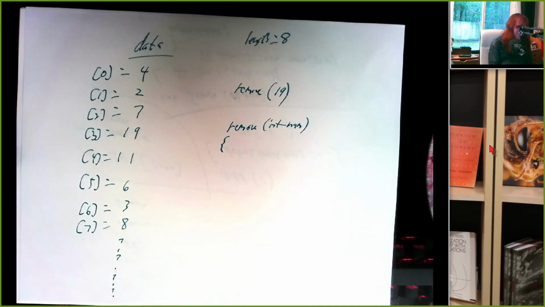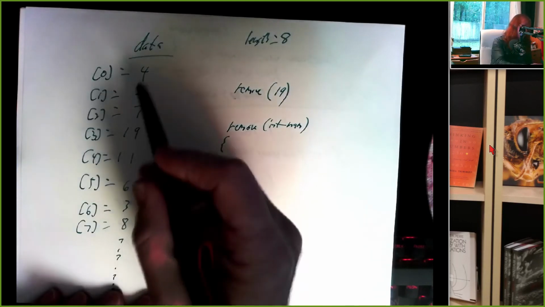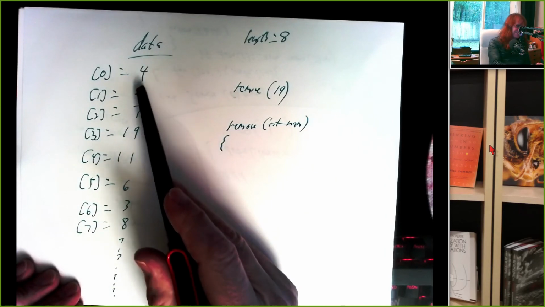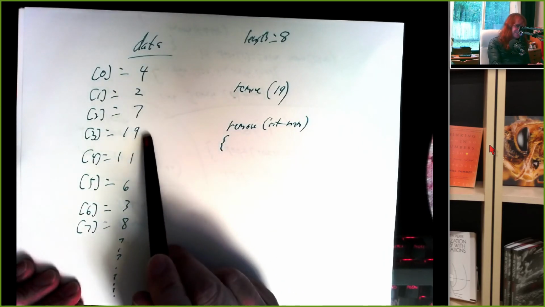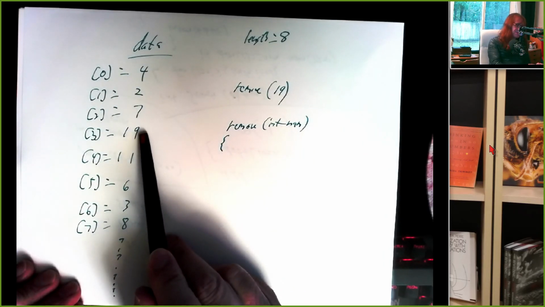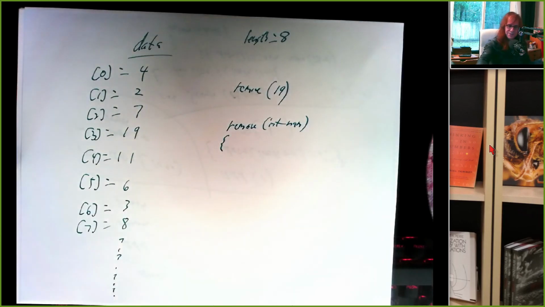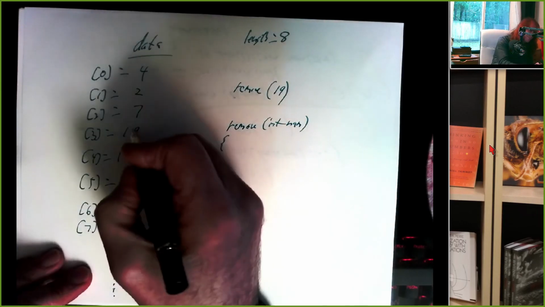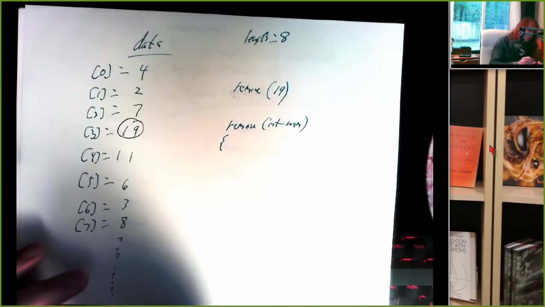So before we could delete this number 19, we'd have to find it. So we're going to have to at least do what we did in the search. We're going to have to start at the beginning and say, is that a 19? Is that a 19? Is that a 19? When we get here, we're going to say, okay, there's the number we want to delete. All right, so now we know we want to get rid of this.